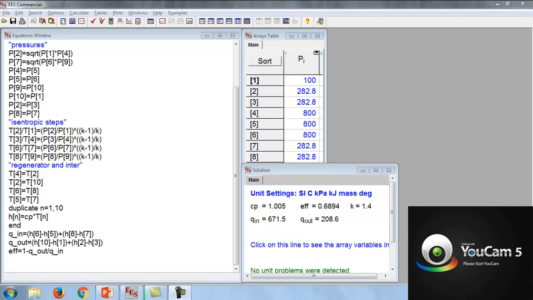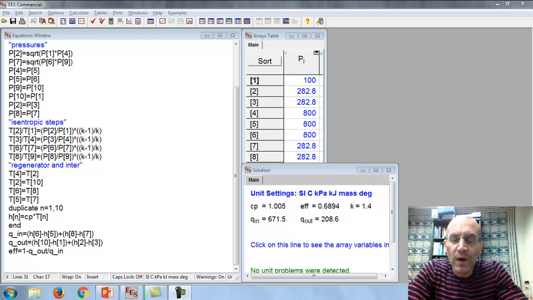Hi, welcome back. I want to continue on with this problem here just briefly. One of the things that you'll notice that we did, we assumed a constant heat capacity here. And so what that resulted in is these isentropic steps. We use these ratios, for example, T2 over T1 is P2 over P1 to the (k-1)/k. And then we approximated the enthalpy as Cp times T.